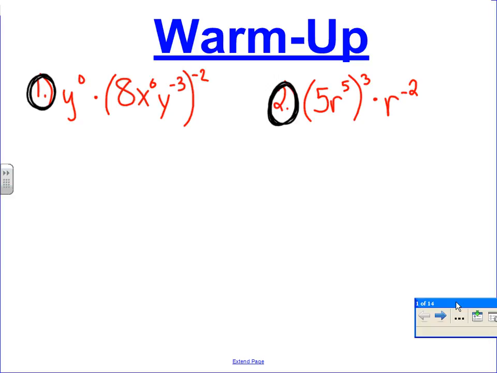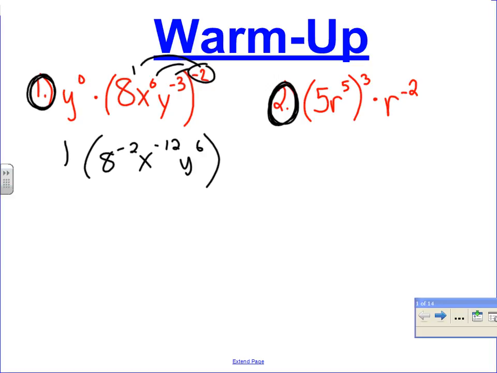Okay, so number one on the warm-up. Sage, what's the first step? Okay, good. So that could definitely be the first step. Dirk, what else can we do as part of the first step? Yes, that's what Sage said, but what about this? What's y to the 0, Dirk? Good. So change that to a 1. Distribute -2, so we have 8 to the -2nd, x to the -12th, y to the 6th.